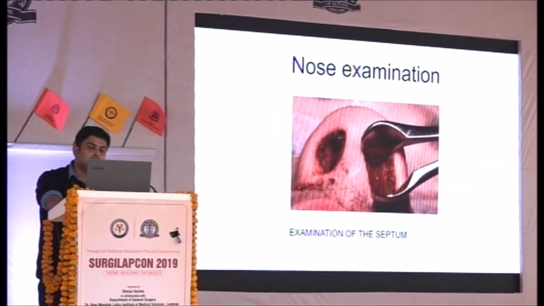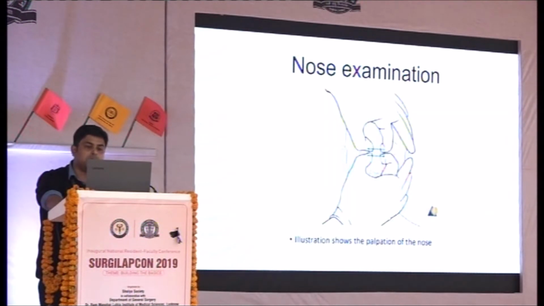Now, this picture shows a septal hematoma, which has developed and is being examined with the help of a nasal speculum. And then, after inspection of the nose, we move on to the palpation, in which we use our two hands to hold the root of the nose and the bridge of the nose, and we see if there is any abnormal movement present or not.